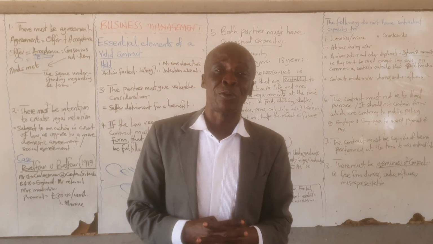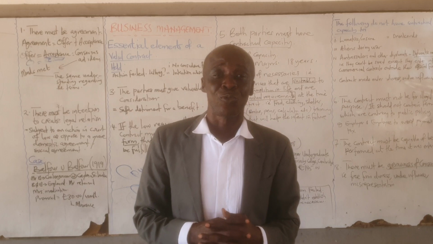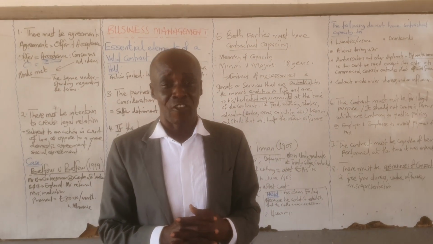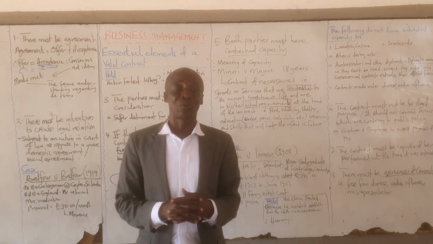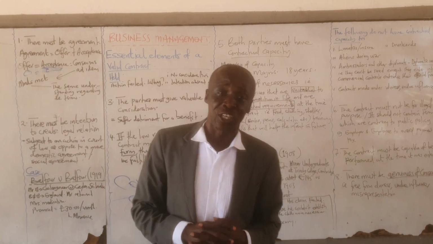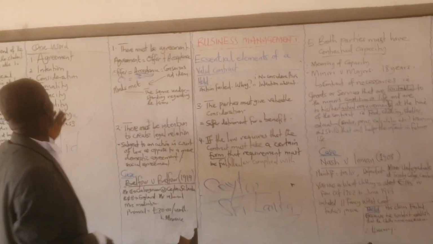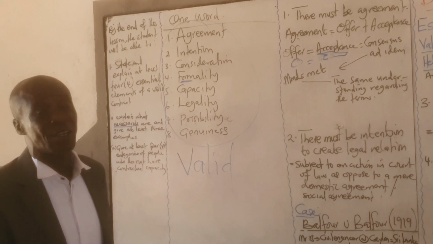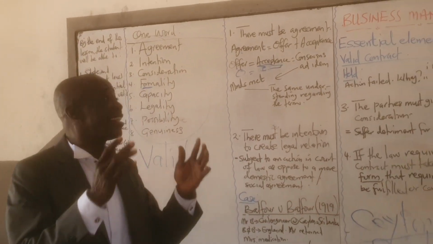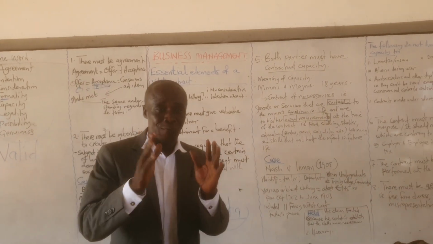Okay, we are continuing with the essential elements of a valid contract. We have already talked about the fact that there should be agreement. Then we also have talked about the fact that there should be intention to create legal relation. We also talk about the fact that the parties must provide consideration. We also talk about the fact that if the law says that the contract should take a certain form, the parties must comply with that form.